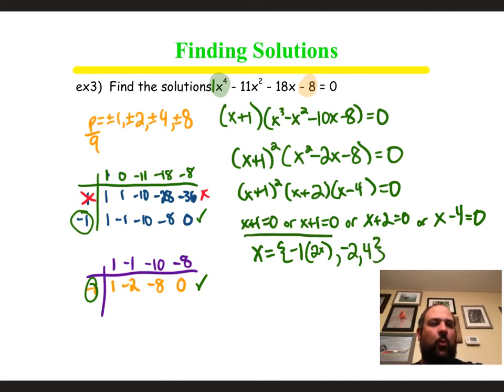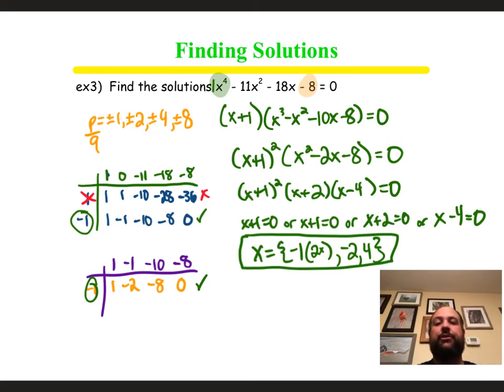And you might be saying, well, wait, that's only 3 solutions. I thought because this was degree 4 that there should be 4 solutions. And there are. I have 4 and negative 2, and I have negative 1 twice. So that would be 1, 2, 3, 4 solutions.